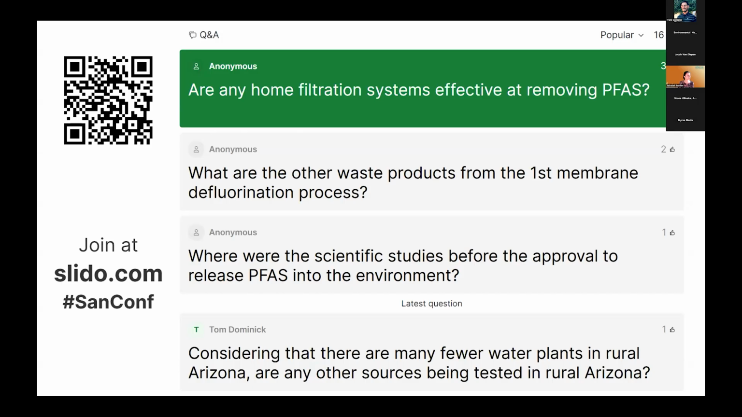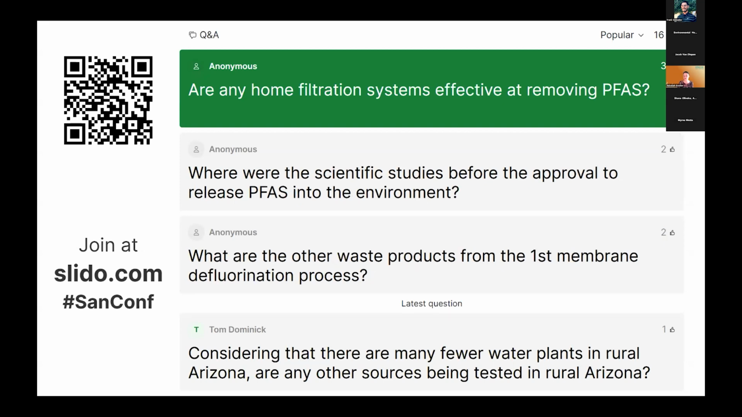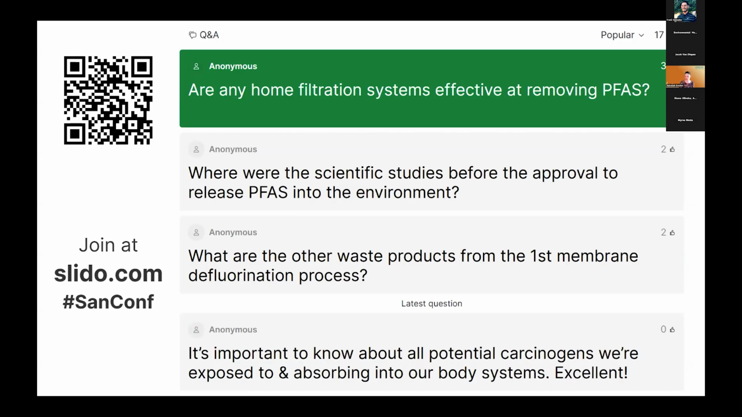But the key thing, of course, is that you have to maintain your in-home method. There's an absorptive capacity for the activated carbon, for example. You can overwhelm it and then it won't absorb anything. And likewise, you have to maintain that reverse osmosis system. So it requires good maintenance and good operation, but it ought to work for most of the molecules. Good to know.